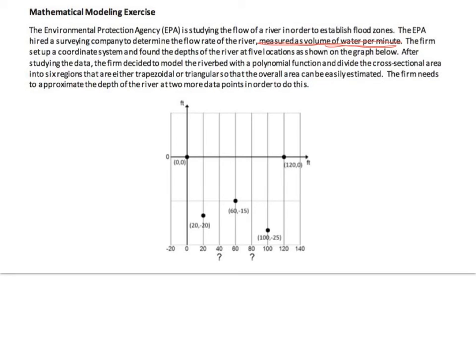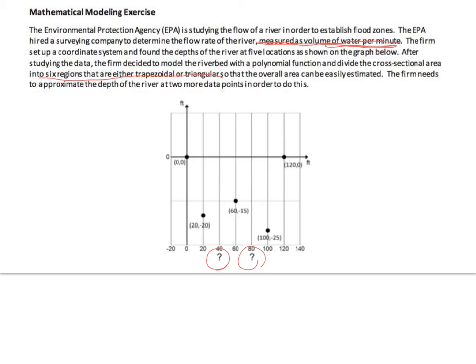After studying the data, the firm decided to model the riverbed with a polynomial function and divide the cross-sectional area into 6 regions that are either trapezoidal or triangular, so that the overall area can be easily estimated. The firm needs to approximate the depth of the river at 2 more data points in order to do this. Okay, we have 2 more data points where the firm has to approximate the depth of the river. Let's talk for a little bit. That's all your paper shows you.